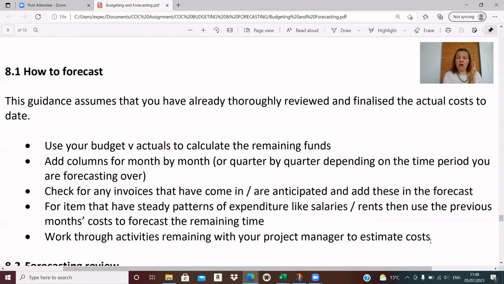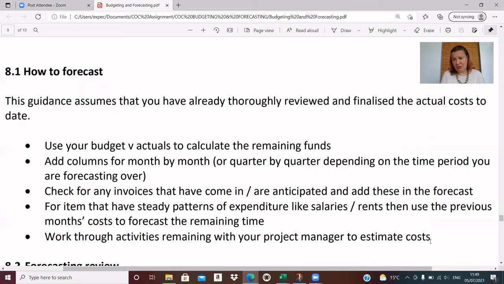We're going to add columns month by month or maybe quarter by quarter, just depending on how far you're forecasting out. We are going to check for any invoices that have come in since the actuals or that are anticipated that we know of, and then we can add these into our forecast because we're fairly certain of those costs. Then we have the items that have steady patterns of expenditure like salaries and rents. And for those, history is a fairly good guidance for what the future will be on those. So we can use that information to forecast them out.